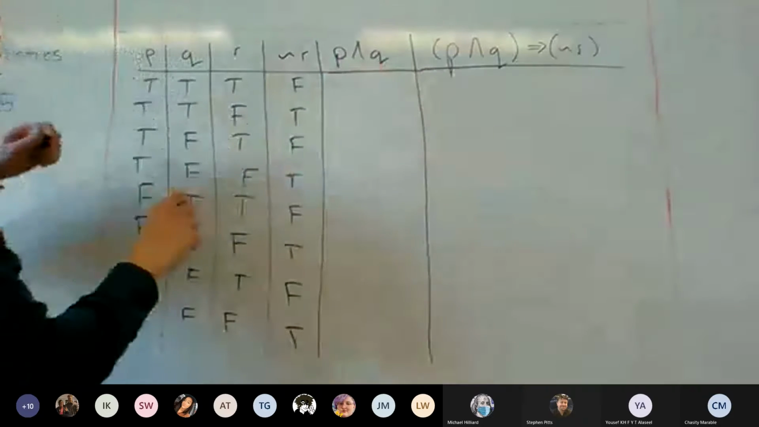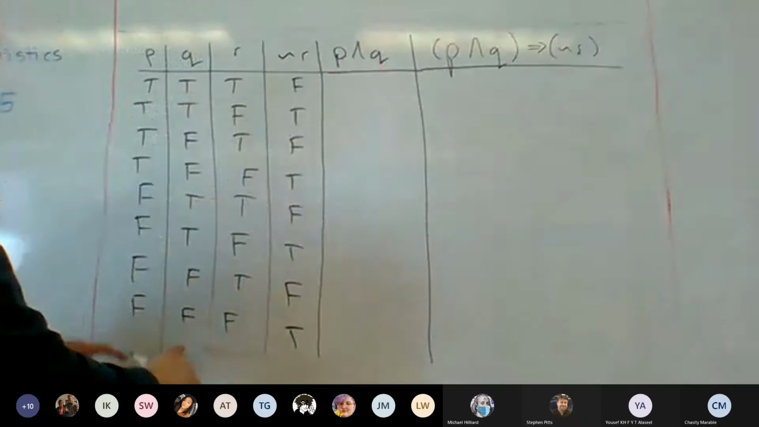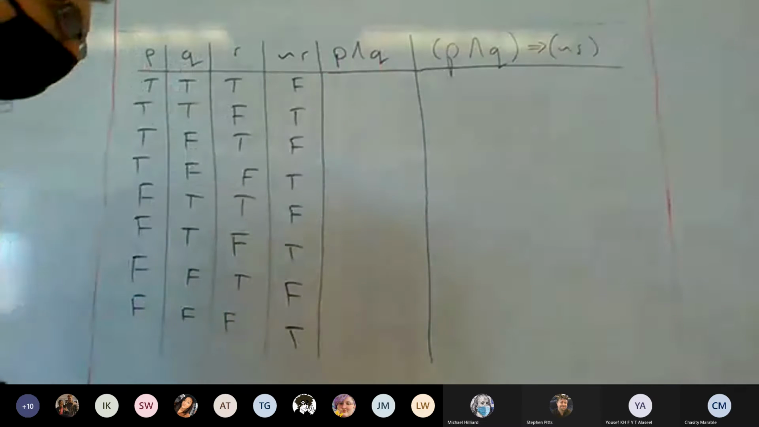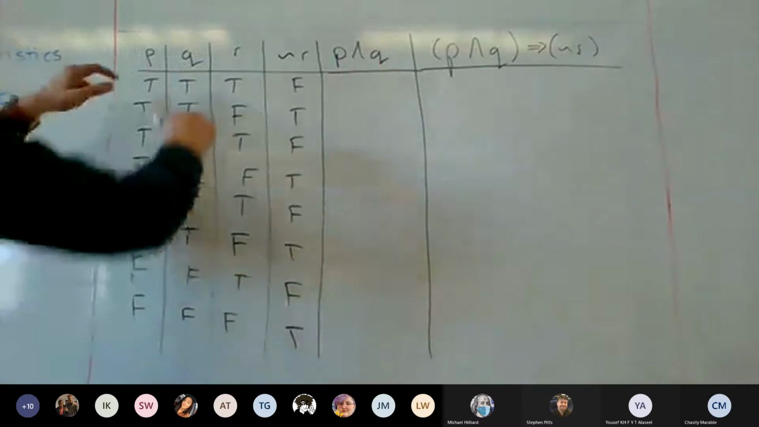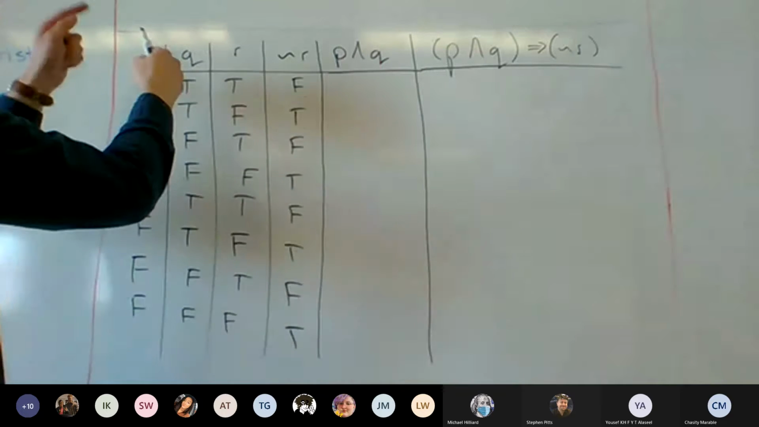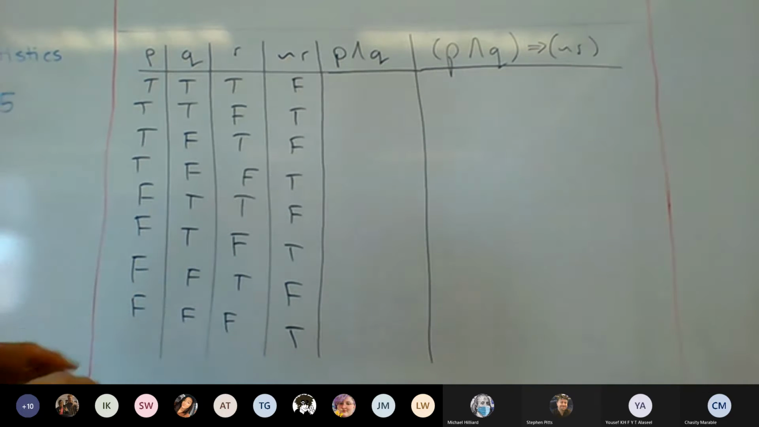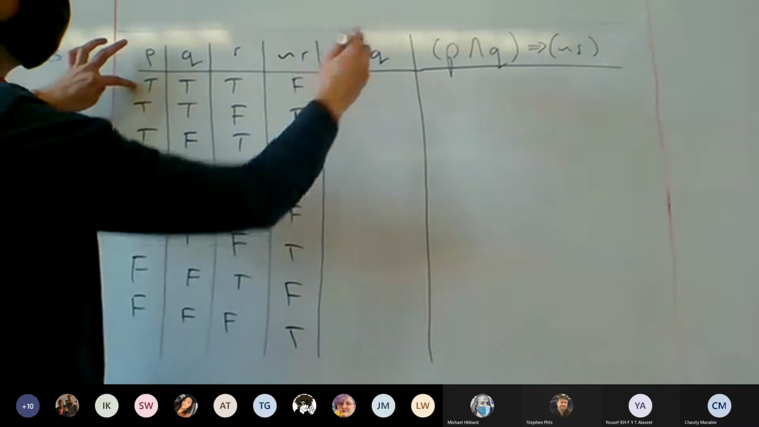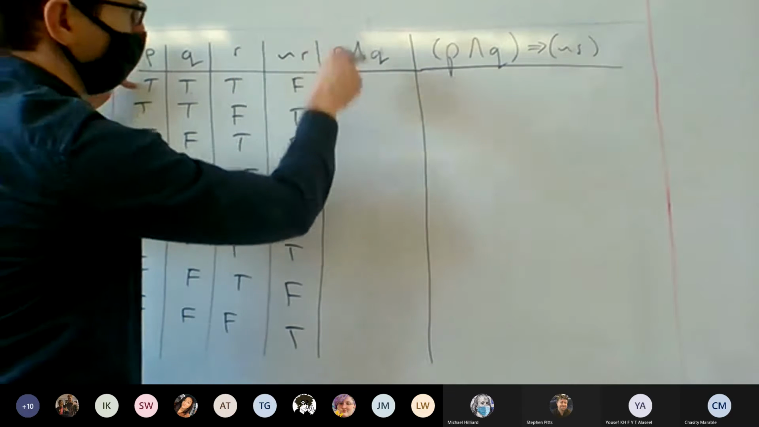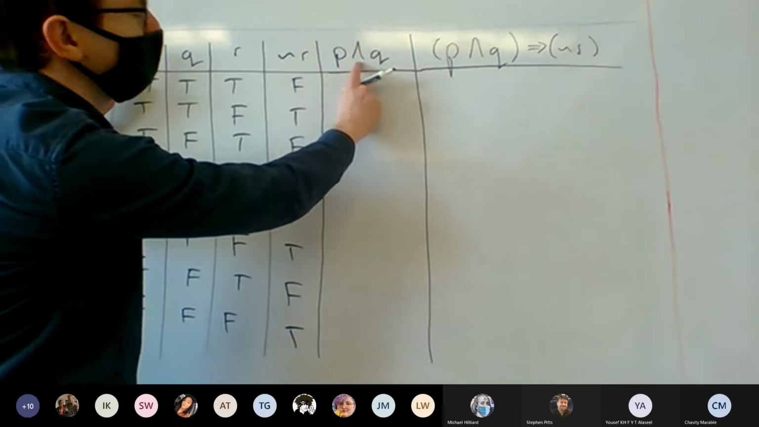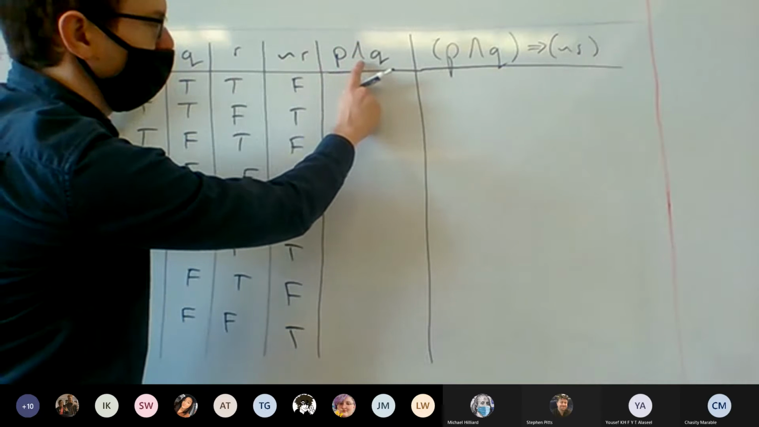So I'm going to be considering these columns. Now there's a lot of them, right? And is there going to be repetition? Of course, I'm just considering these two and there's tons. Of course there's going to be repetition. That's okay. So P and Q, a conjunction, is only true when both inputs are true.